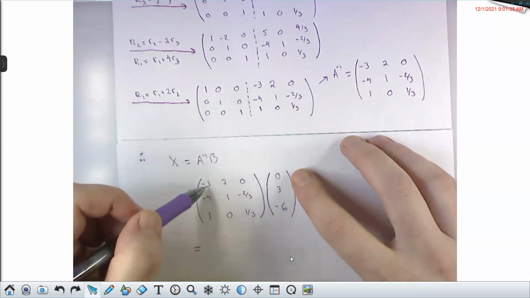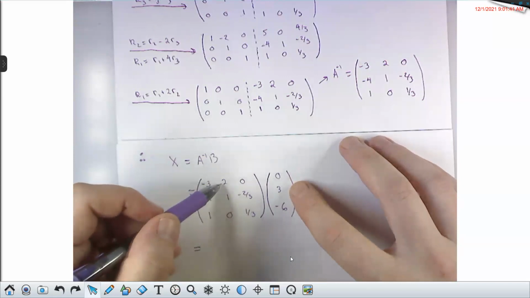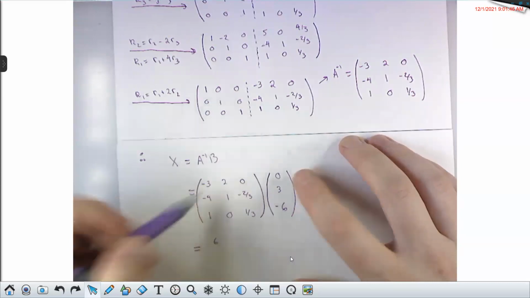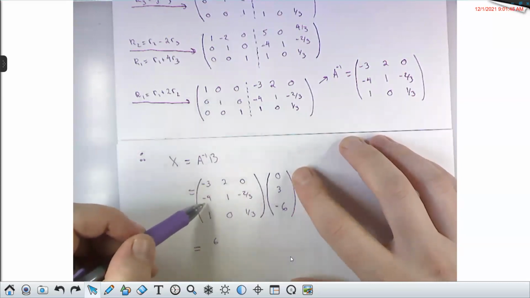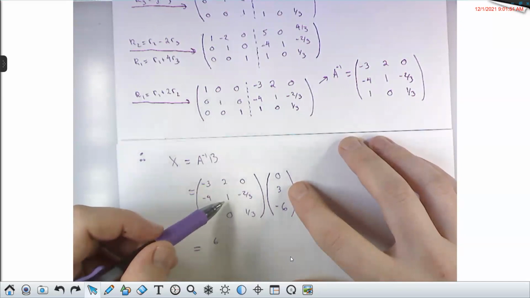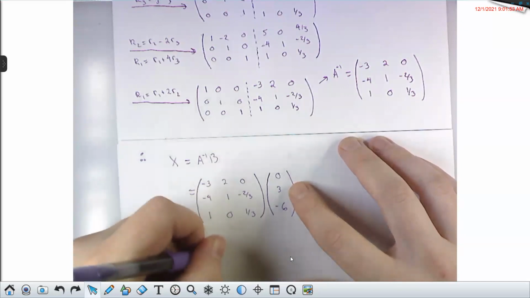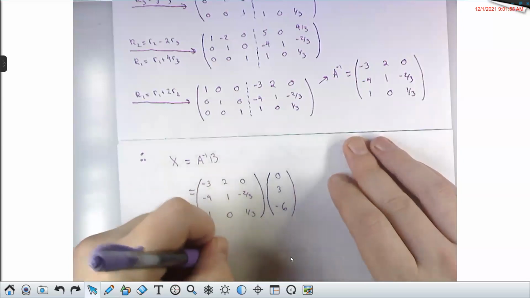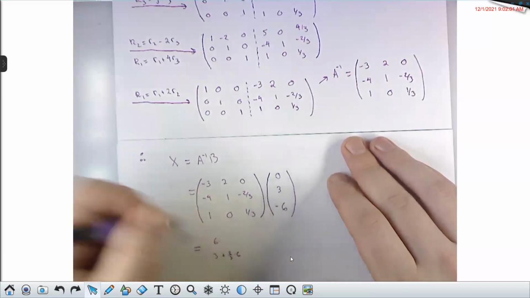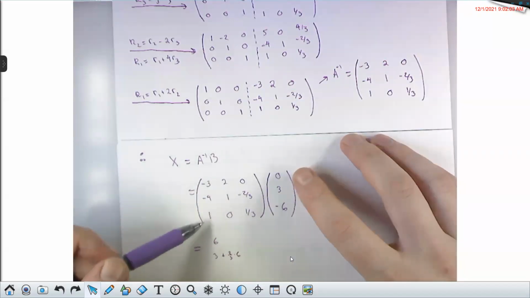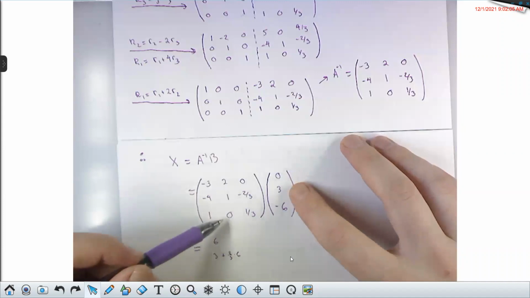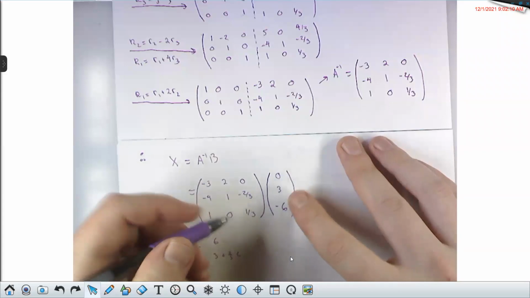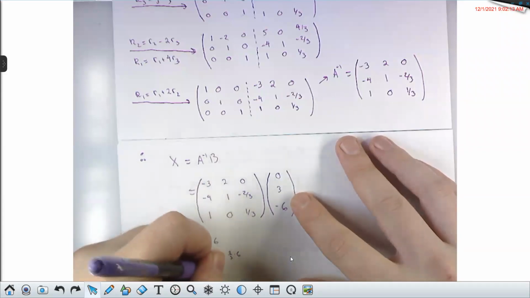Let's do it. -3 times 0 plus 2 times 3 plus 0 times -6. That's just 6. -4 times 0, 0 plus 1 times 3 is 3. I'll write this one, 3. And then we've got plus -2/3 times -6. So that's plus 2/3 times 6. I'll just write it so I can get it down. Then my last guy is 1 times 0 plus 0 times 3 plus -6 times 1/3. It's -6/3 is -2.